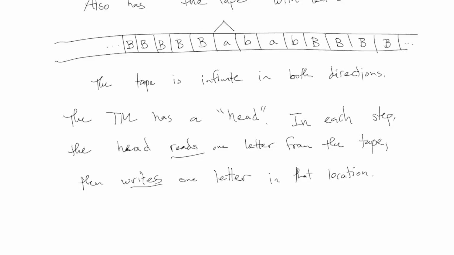And then, lastly, it moves to the right or to the left by one spot. These are the capabilities of the machine. All right.